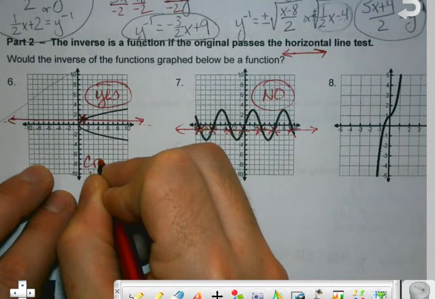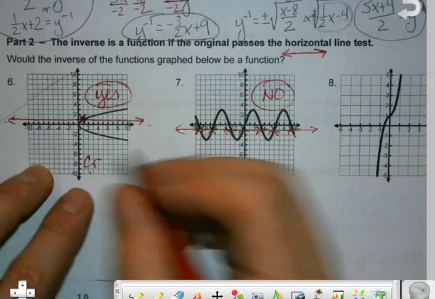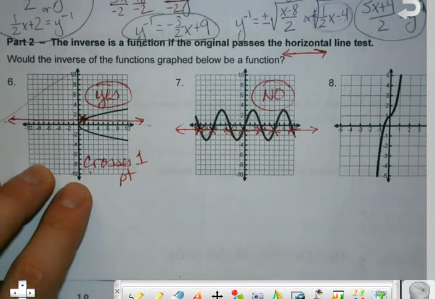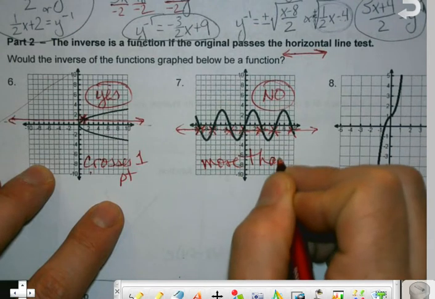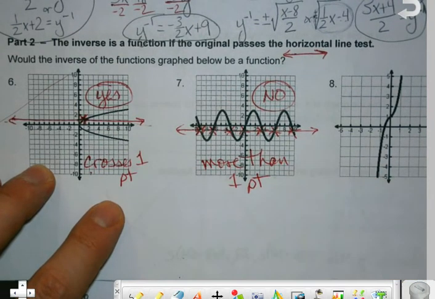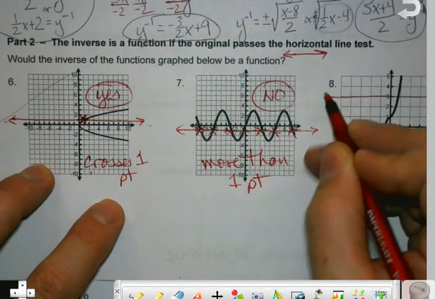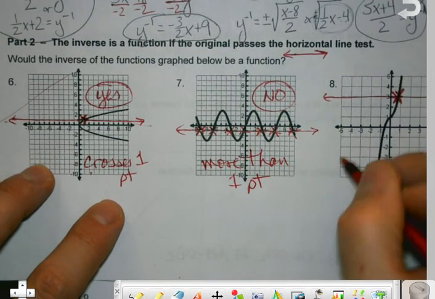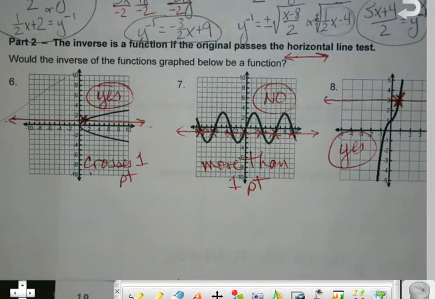It only can be a horizontal line for this particular test. So if it crosses at one point, that's going to be a function. More than one point is not. And again, it's horizontal. And it can be anywhere, but don't try to find an exception to the rule. That only crosses at one point. So that one inverse would be a function.